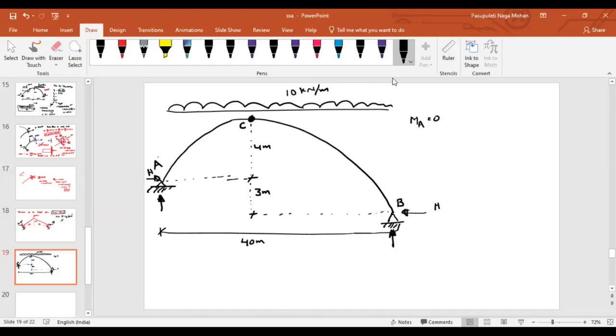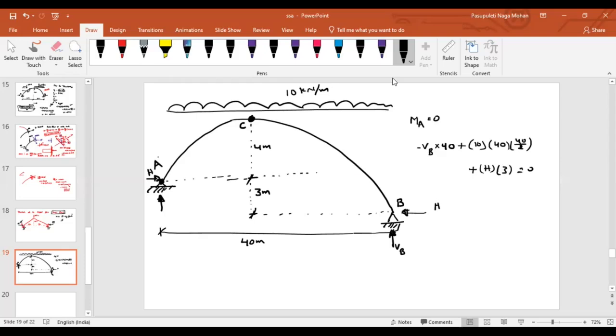Now, if I take moment at point A equal to 0, let us say this is the vertical reaction. Because of VB, anti-clockwise, minus VB times 40. Because of this load, clockwise, plus 10 into 40 into 40 by 2. But if you take the horizontal thrust here, see, there is a difference in levels. So because of this H, moment will develop here also. What is that magnitude? H into 3, clockwise. So plus H into 3, equal to 0.